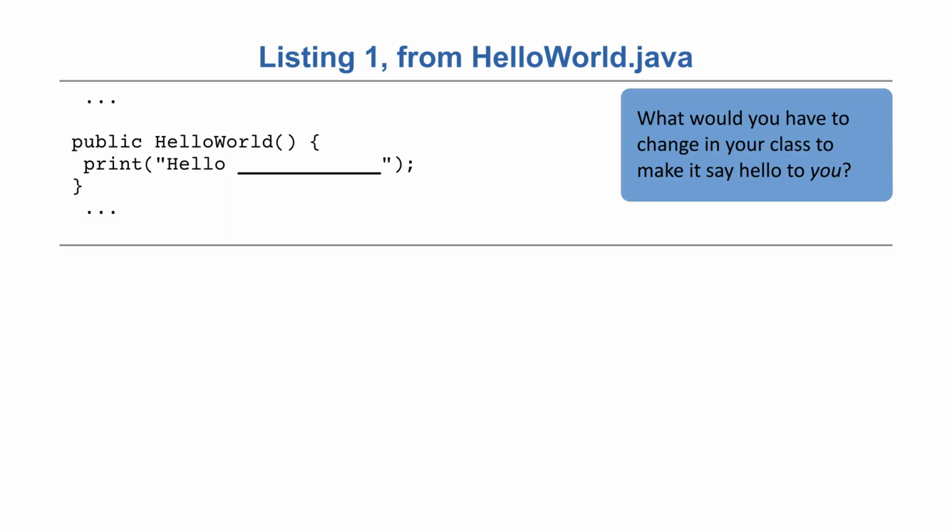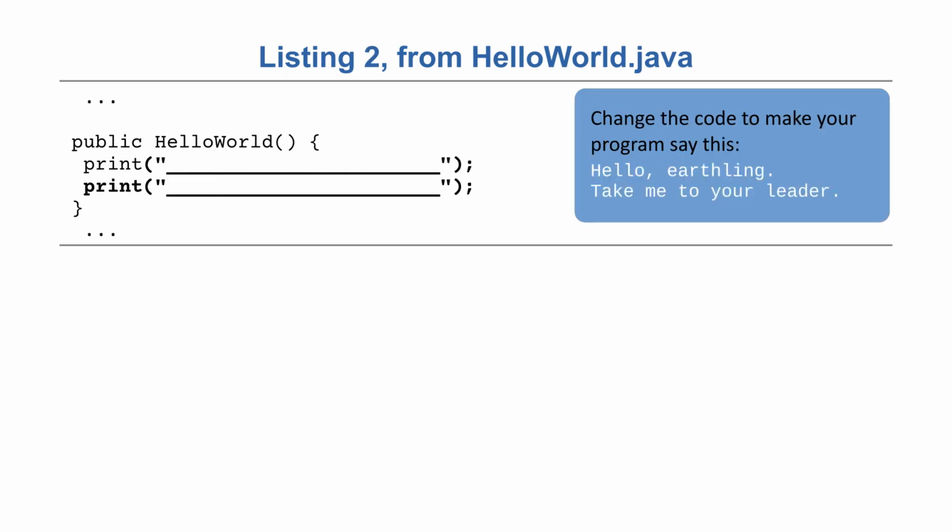What would you have to change in your class to make it say hello to you? Save the program and run it. Did it say hello to you? Change the code to make your program say this: "Hello, Earthling, take me to your leader." Save and run the program. Did it print the correct lines? If not, fix the code and try again.